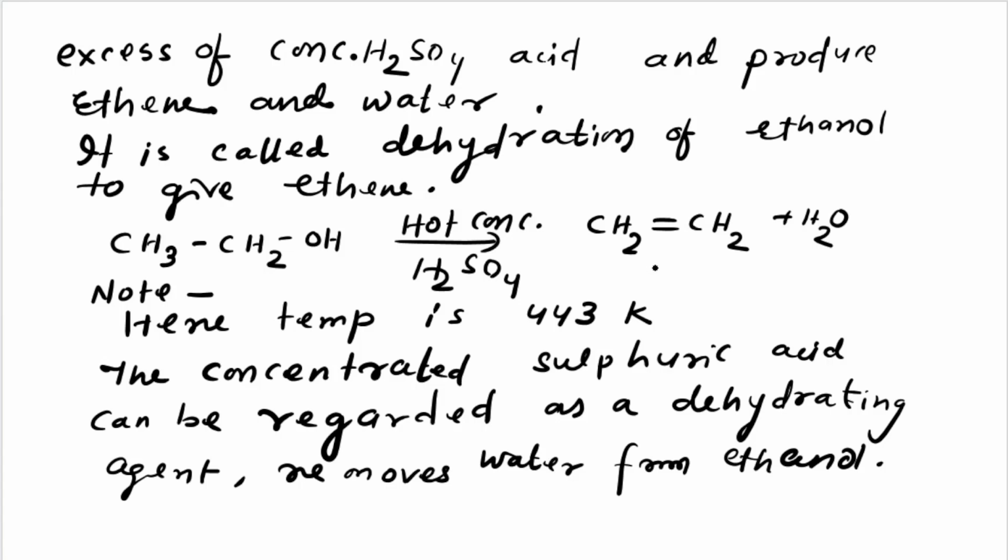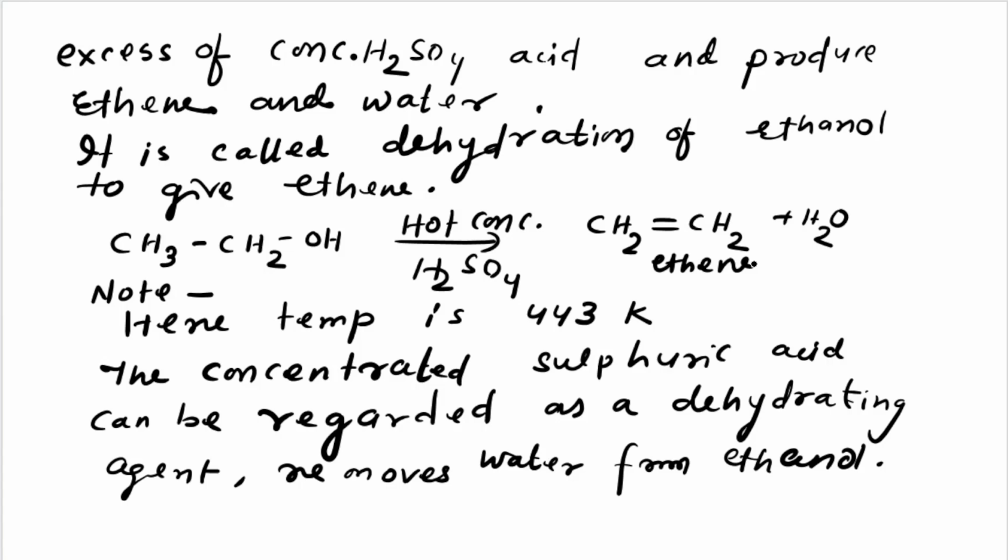It is an unsaturated carbon. Here this is called ethene. You should remember that here hot concentrated sulfuric acid is used, and here two carbons are present, that is ethene produced. And here the temperature is 443 Kelvin.